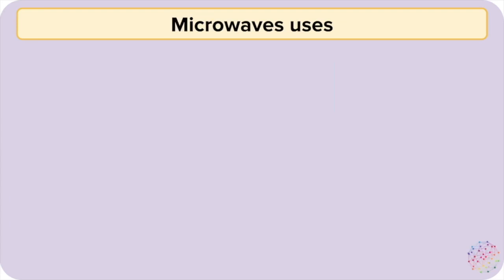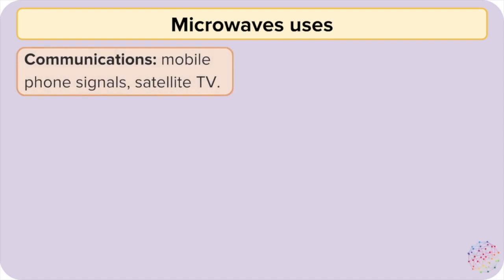Microwaves have shorter wavelengths than radio waves, and people use microwaves for communications, for example in satellite TVs. This is because they can pass through the atmosphere and reach satellites above the Earth. Microwaves can also carry mobile phone signals.